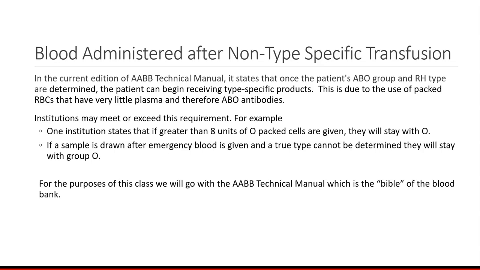For example, one institution states that if greater than 8 units of O packed cells are given, they will stay with group O. Another institution stated if a sample is drawn after emergency blood is given and a true type cannot be determined, they will stay with group O. For the purposes of this class, we will go with the AABB Technical Manual, which is the Bible of the blood bank, that once the patient's true ABO type and D type are determined, they can receive type specific.